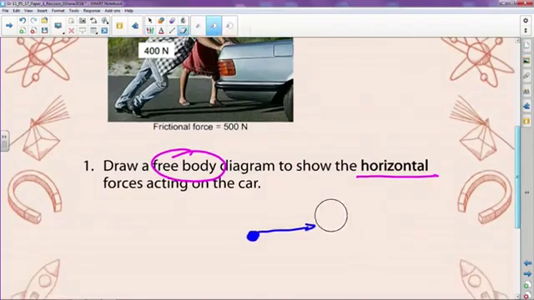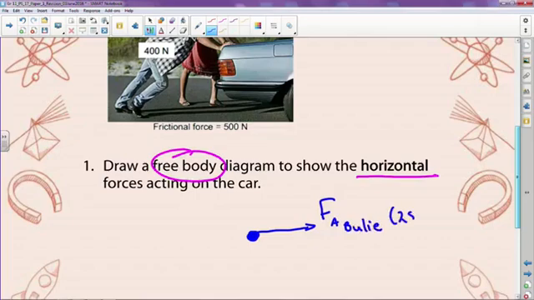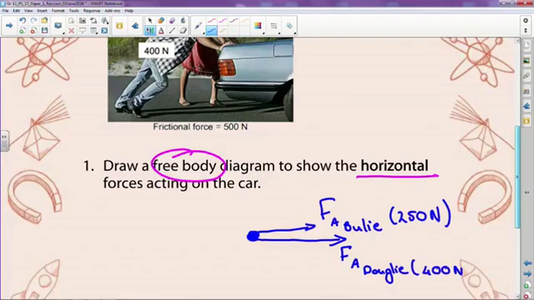So let's do it again. I'm going to make it bigger, because it's hard for you to see on this board. Force applied by bully, and if you want to, you can put there 250 newtons. These things must be labeled. It is really important that you label them. Now my next one is longer, and it should actually be much longer, but I'm going to run into trouble with my writing here. This is force applied by Dougley, and that I can say is 400 newtons.